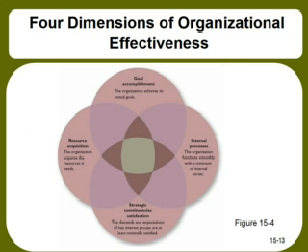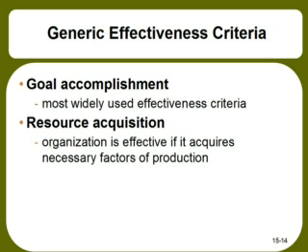Organizational effectiveness is at the heart of organizational behavior. Research has found that there are 4 dimensions that impact organizational effectiveness: goal accomplishment, internal processes, strategic constituencies satisfaction, and resource acquisition. These 4 dimensions are shown here and in Figure 15-4 of your textbook. It is the interrelationship among the 4 dimensions that determine whether or not an organization will be effective. Let's discuss each of the 4 dimensions that determine organizational effectiveness, starting with the first 2.